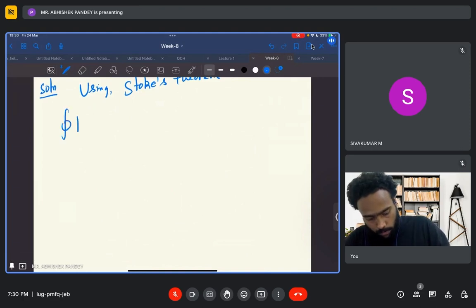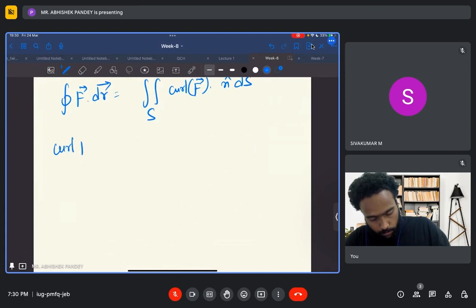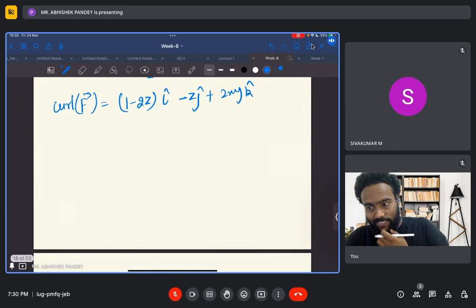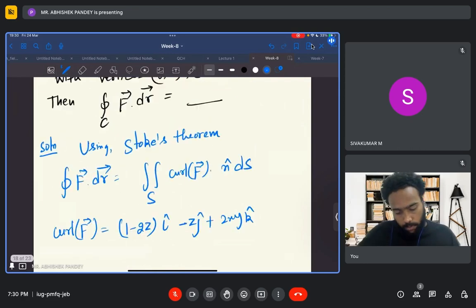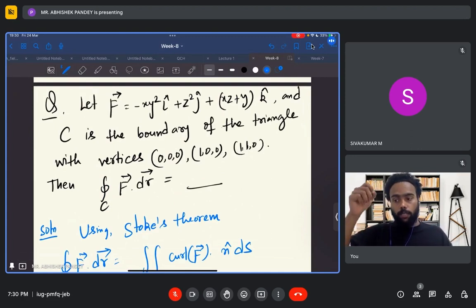So this is ∮F·dr, which is basically the curl of F dotted with n cap dS. Now the curl of F is (1 − 2z) i cap − z j cap + 2xy k cap. And one thing you observe is that the surface of the triangle lies on the xy plane, so the outward drawn normal vector will be k cap.